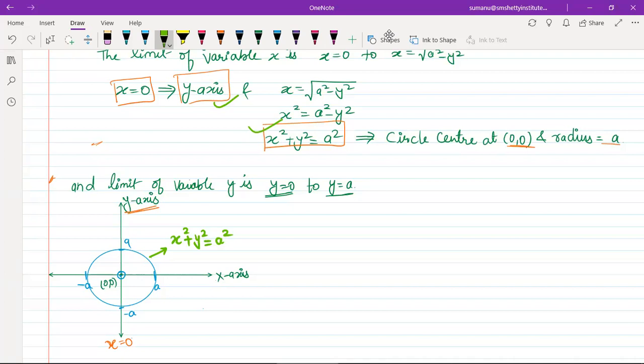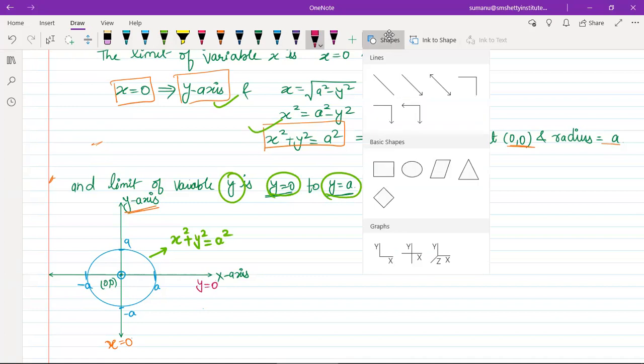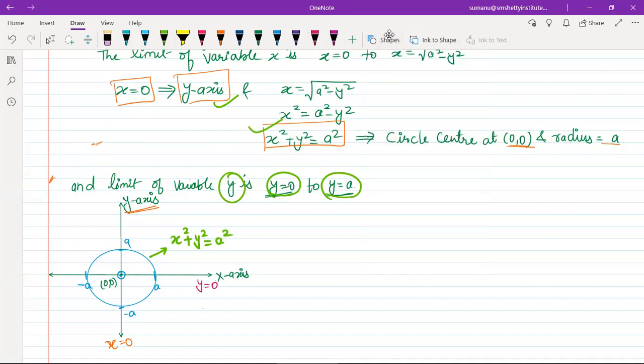Okay. What is the other limit? The limit of variable y is y equals to 0 to y equals to a. So where will y equals to 0 come? On the x-axis. Correct. That is y equals to 0, and y equals to a, where will y equals to a come? Tell me.